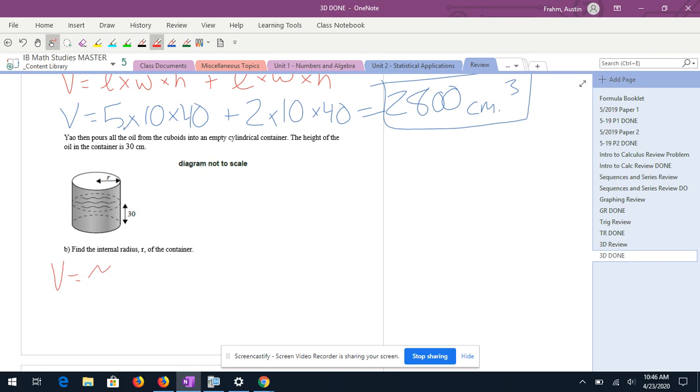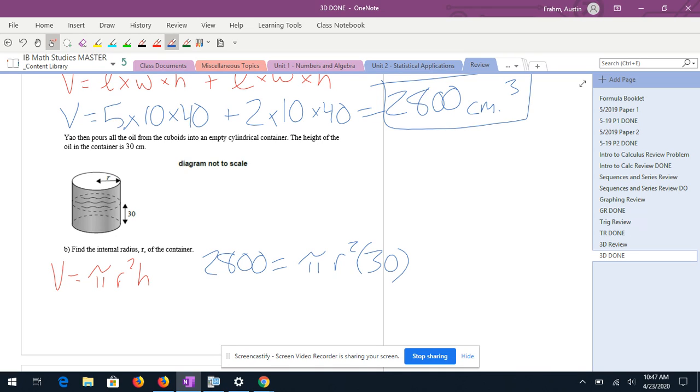So V equals pi r squared h. So they tell us the height, we're finding the radius, we're using pi, the volume, obviously if they pour the oil from the cuboids into the cylinder, has to be the same volume we found in part A. So the volume is 2,800. So 2,800 equals pi r squared times the height, which is 30.